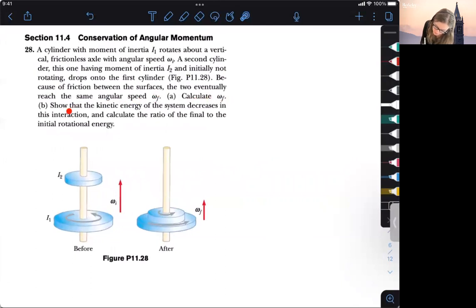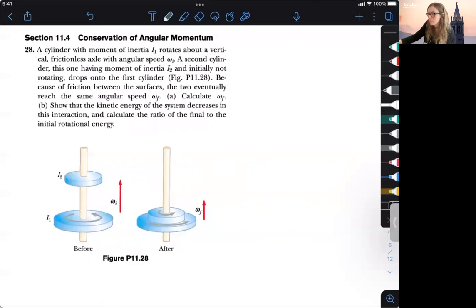Calculate Wf, show that the kinetic energy of the system decreases in this interaction, and calculate the ratio of the final to initial rotational energy. Okay, so this whole thing is spinning, this rod plus this guy here. This I2 just sort of falls down, and then they are stuck together, and slowly friction gets this guy up to speed with the bottom one. Okay, so let's look at how we would model our equations.